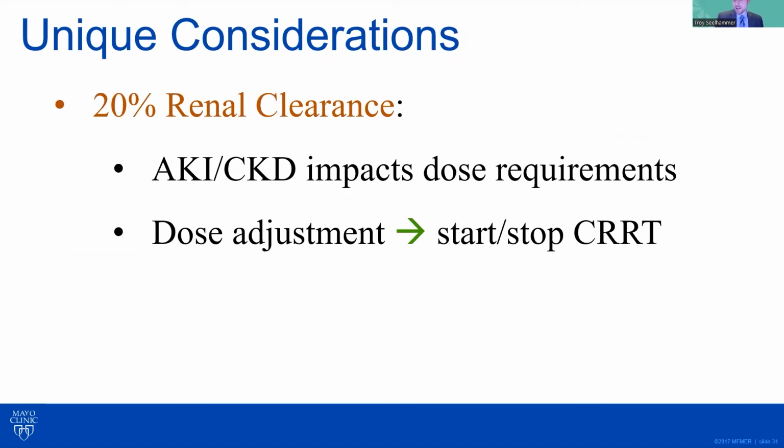20% of this compound is cleared through the kidneys, and that means that if you have more severe acute kidney injury or severe chronic kidney disease, perhaps dialysis dependence at baseline, or you're pausing or initiating renal replacement therapy, you need to think about adjusting your bivalirudin dosing. This seems like it would cause a lot of complication and clinical challenge, and in actuality, if you can develop robust titration protocols, it ends up being quite readily managed.